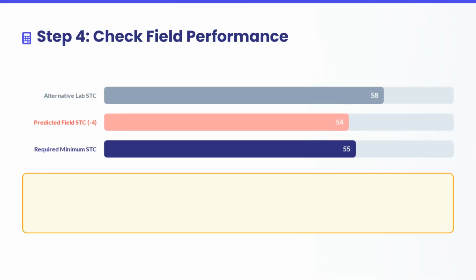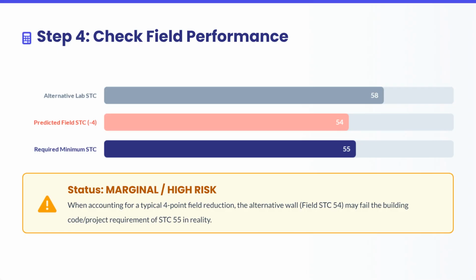Checking the field performance in Step 4, we apply a typical 4-point reduction to the lab STC of 58, resulting in a predicted field STC of 54. This is marginal and high risk, as it may fail the required STC 55 minimum in reality.